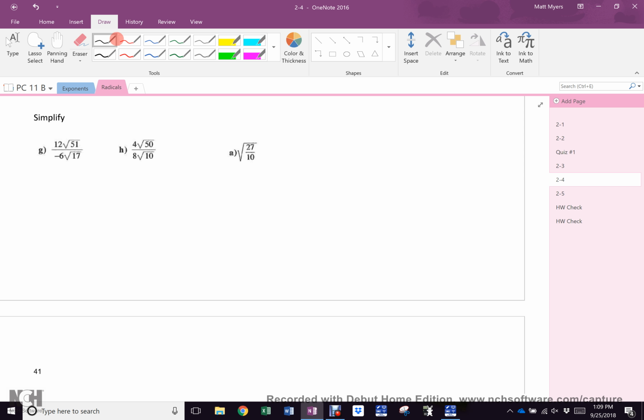Excuse me. Page 40. Negative 2 root 3. I did this work yesterday. Root 5 over 2. And that one is 3 root 30 over 10.